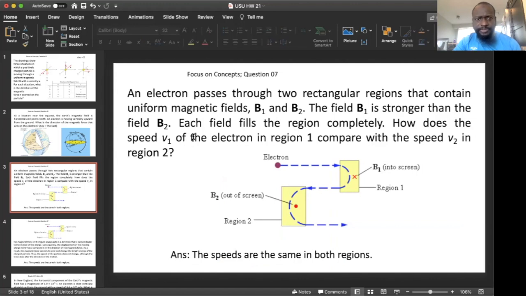How does the speed V1 of the electron in region 1 compare with speed V2 in region 2? So the speed in a cyclotron doesn't change. So why does that happen? The speed is the same in both directions. So I'm just going to give you an explanation for you to see what's going on.